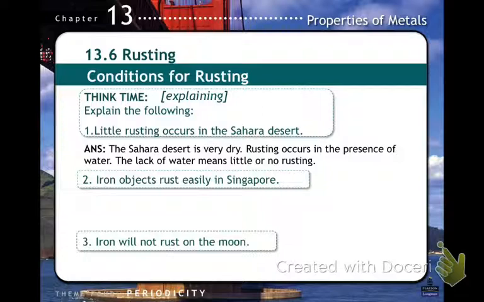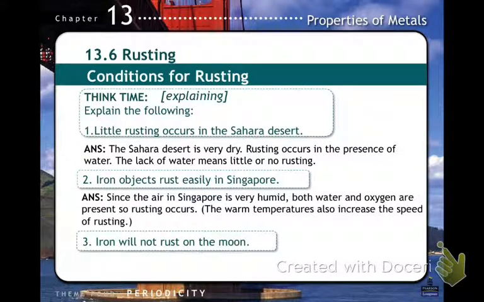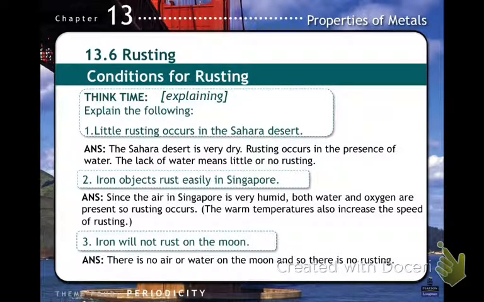Now, iron objects rust easily in water. Yes, that's true, because the humidity level in Singapore is very high. You have a lot of water, you have a lot of oxygen, so chances are rusting will occur. Third, iron will not rust on the moon. Definitely nothing on the moon, no air, no water, so there won't be any rusting. So you can send space shuttle metal components to the moon, and no rust will happen.